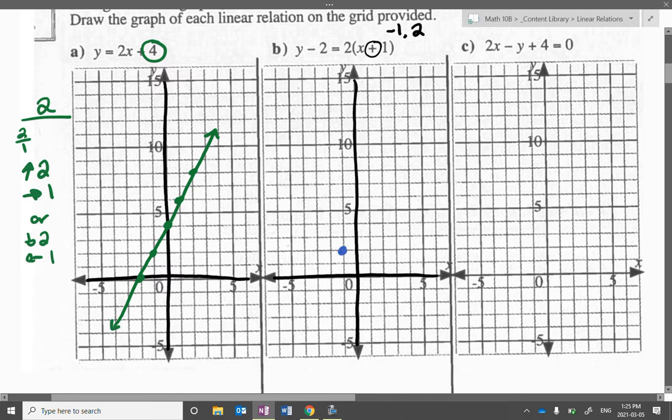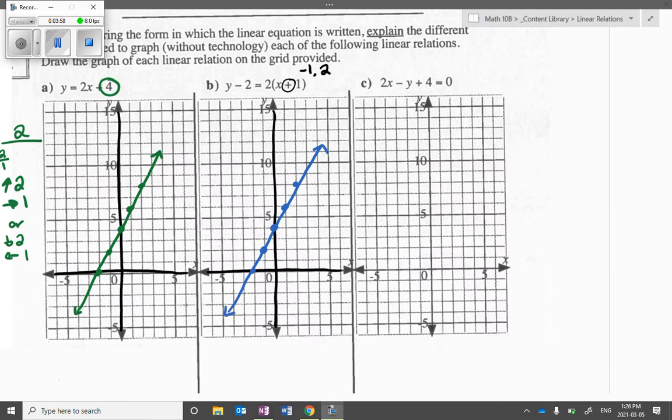Same slope of 2. So I'm going to count up 2, 1 to the right, up 2, 1 to the right, up 2, 1 to the right. This is the exact same graph that we did on the first one, just a different way of starting it out. Down 2, 1 to the left. So I have some points. I'm going to connect them and draw a straight line.